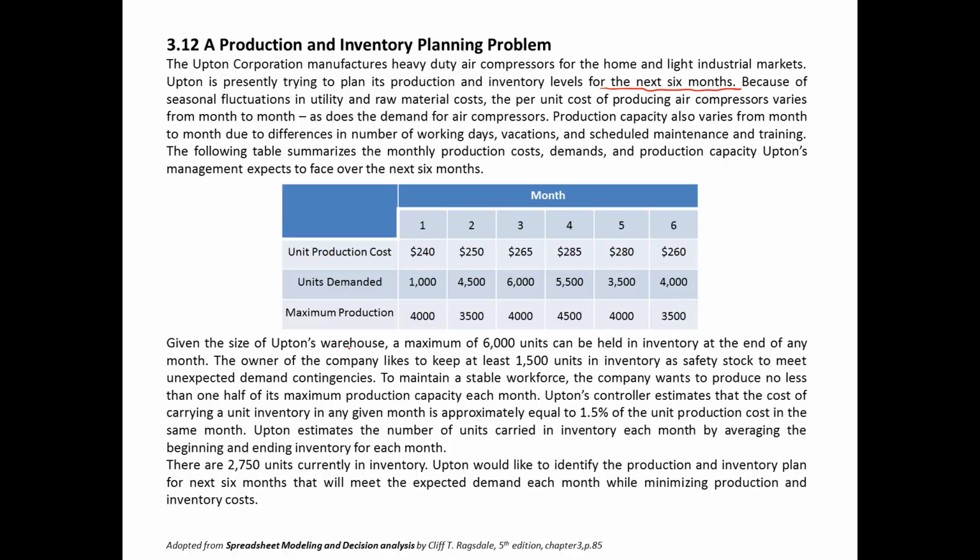Given the size of Upton's warehouse, a maximum of 6,000 units can be held in inventory at the end of any month. So the keyword here, maximum, means we need some constraints here. Okay. The owner of the company likes to keep at least 1,500 units in inventory as safety stock to meet unexpected demand contingencies. To maintain a stable workforce, the company wants to produce no less than 1/2 of its maximum production capacity each month.